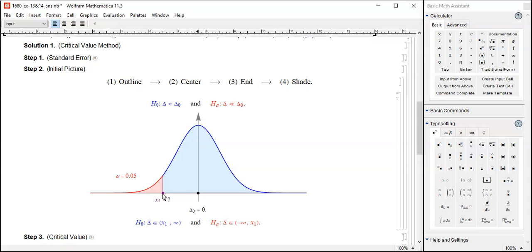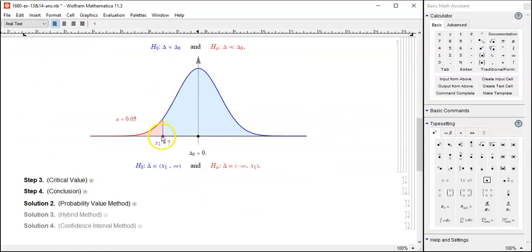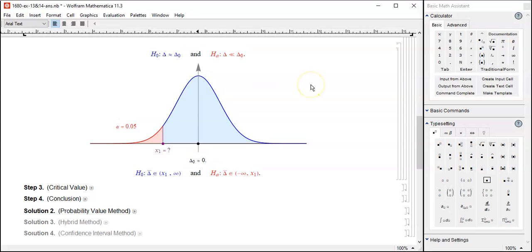And the reason students understand the critical value method better than anything is because conceptually it's clear. Once you find out this critical value, you can compare the given difference of negative 5.8 percentage points with this x1 value. If it comes here to the right, then closer to null, so null wins. If it falls over here, then far away from the null, so null loses. So conceptually, it's easier this way.